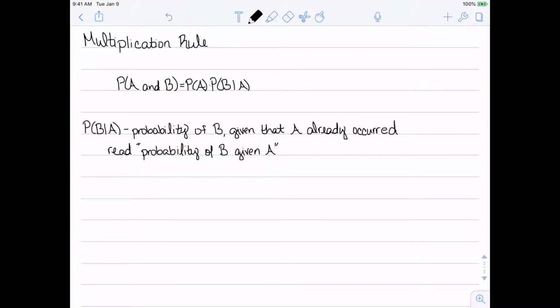Now that we have that idea, let's talk about our next rule, known as the multiplication rule. So the multiplication rule looks like this. The probability of A and B both happening is the probability of A times this weird thing that I haven't seen before. And this means the probability of event B given that A has already occurred. So we read this as the probability of B given A. And essentially what it means is we assume that A happened exactly the way we wanted it to, and then determine the probability of B. So let's look at some examples of how to use this.